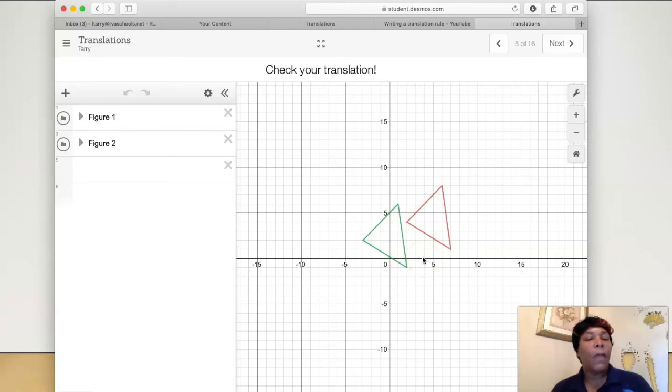First, you want to write down your ordered pairs for your pre-image. What color is your pre-image on this one? The green, because your red is always your image. Once you've written those down in your notebook, then you're going to write your ordered pairs for your image. So you're going to write the ordered pairs for your pre-image and then your image. Go ahead and pause the video and get that done, and then we're going to check your work.